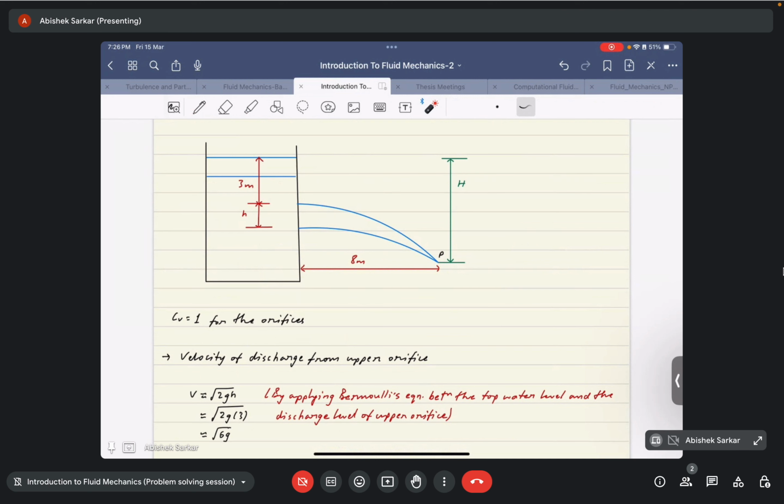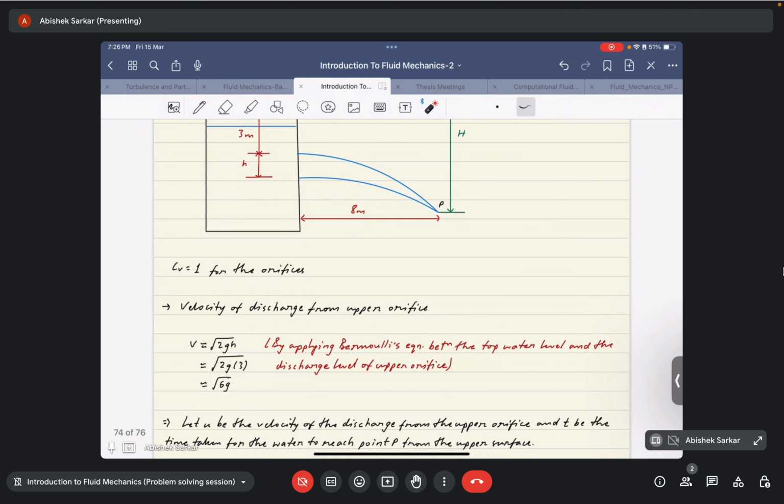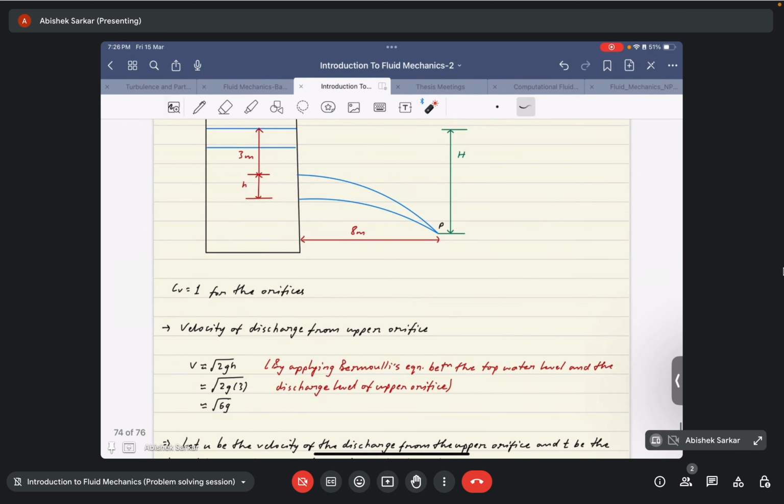But I will not go through all the calculations. From there we got that the velocity of discharge can be approximated to depend only on the height of the free surface of the water from the orifice, from a specific orifice. And in this case, since the free surface of the water is at a height of 3 meters from the upper orifice, the velocity of discharge is equal to root 2gh. And h would be 3 in this case, so we will have v equal to root 6g.